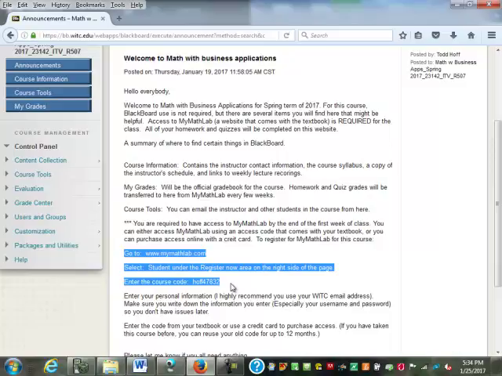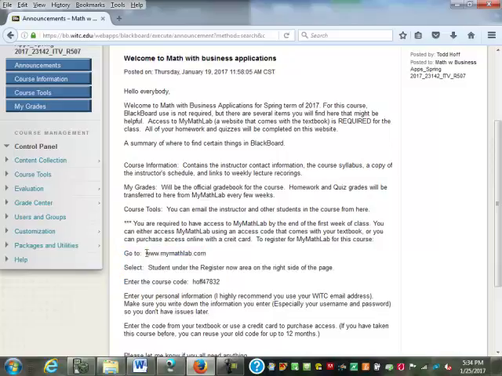You have to be in MyMathLab. And this section of the announcement tells you how to do that. The web address, and we will go there and look through it in just a bit, is www.mymathlab.com. And you need to know this course code, HOF 47832, for this class. I'll write that down so I have it for later.